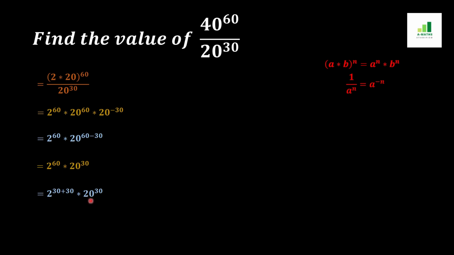Now here we apply another rule of algebra, and we can write this value as 2 to power 30 into 2 to power 30, and 20 to power 30 is the same as before. And from another rule of algebra, if the bases are different but their powers are the same, we can write these values with one same power. We can write this expression as 2 into 2 into 20 to power 30, and then multiply this value and we will get 80 to power 30. So this is the answer for this question.